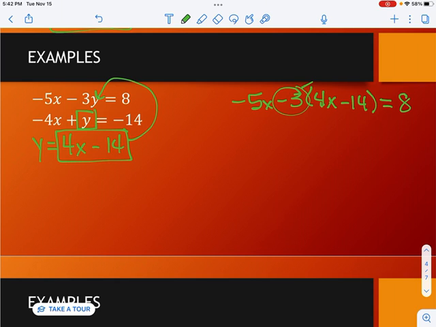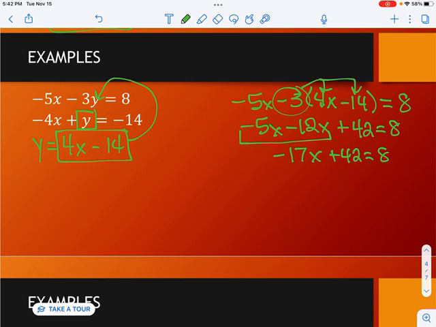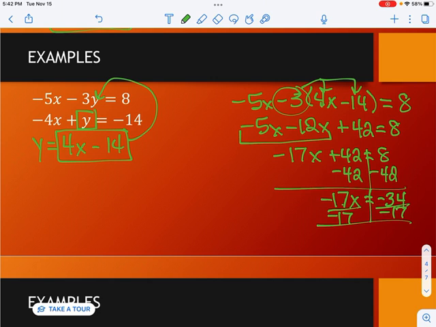So now I'm going to distribute by my negative 3. So negative 5x minus 12x plus 42, and that equals 8. I'm going to combine my like terms, so that would get me negative 17x plus 42 equals 8. I'm going to minus the 42 from both sides. So that's going to give me negative 17x equals negative 34. Divide both by a negative 17, and that will get me x equals a positive 2.